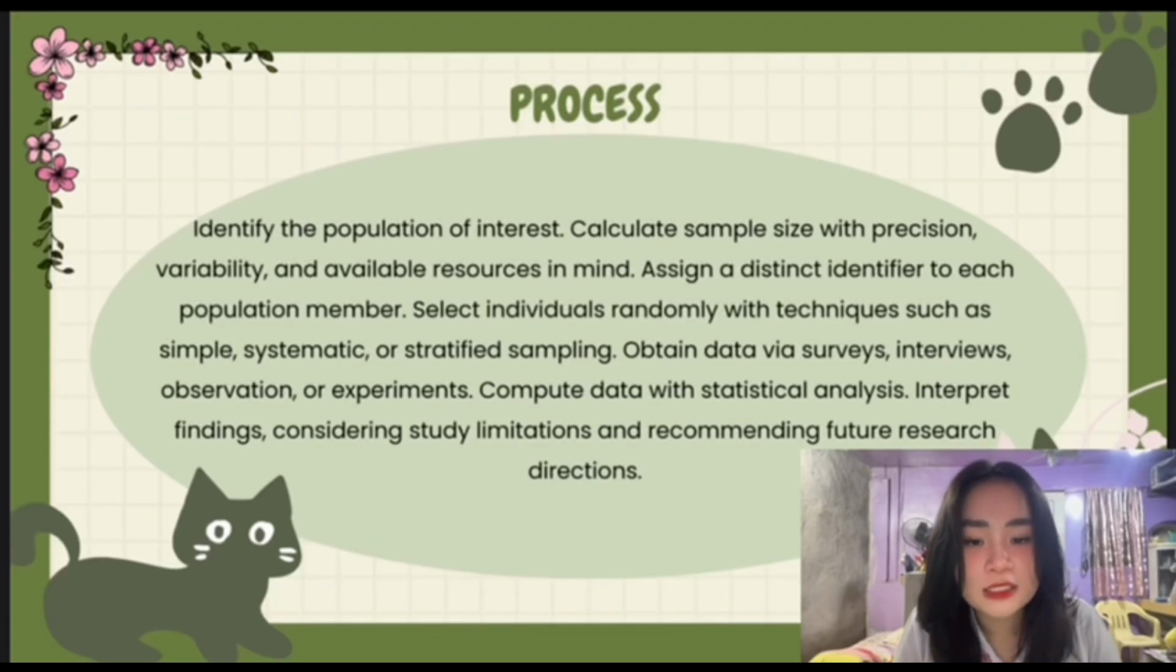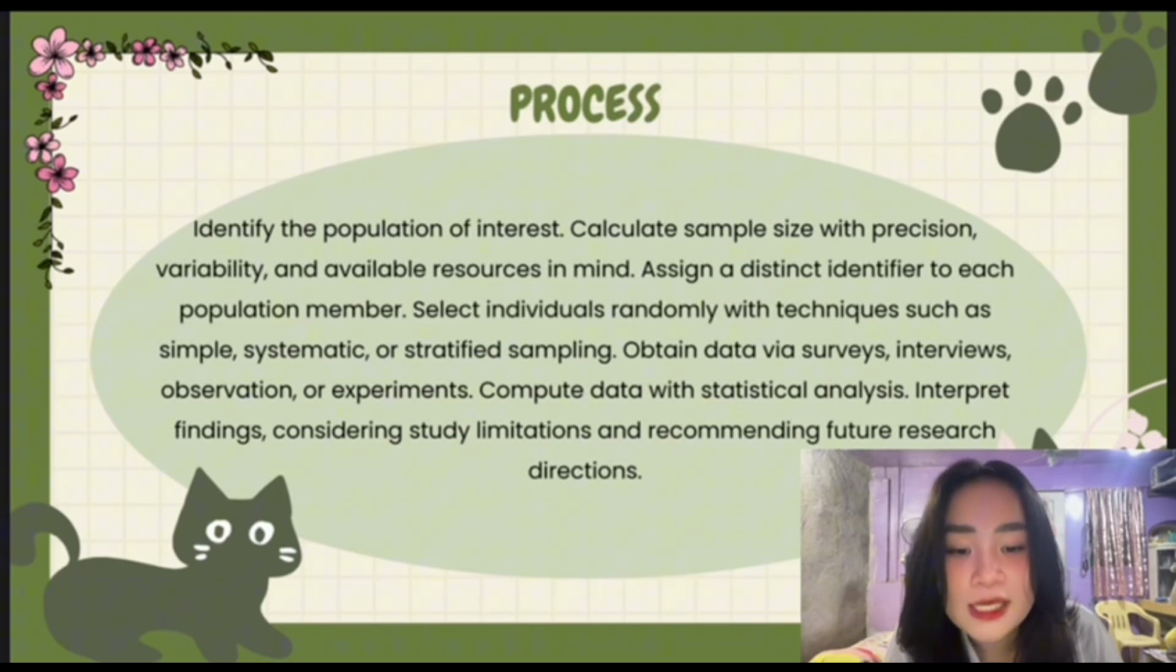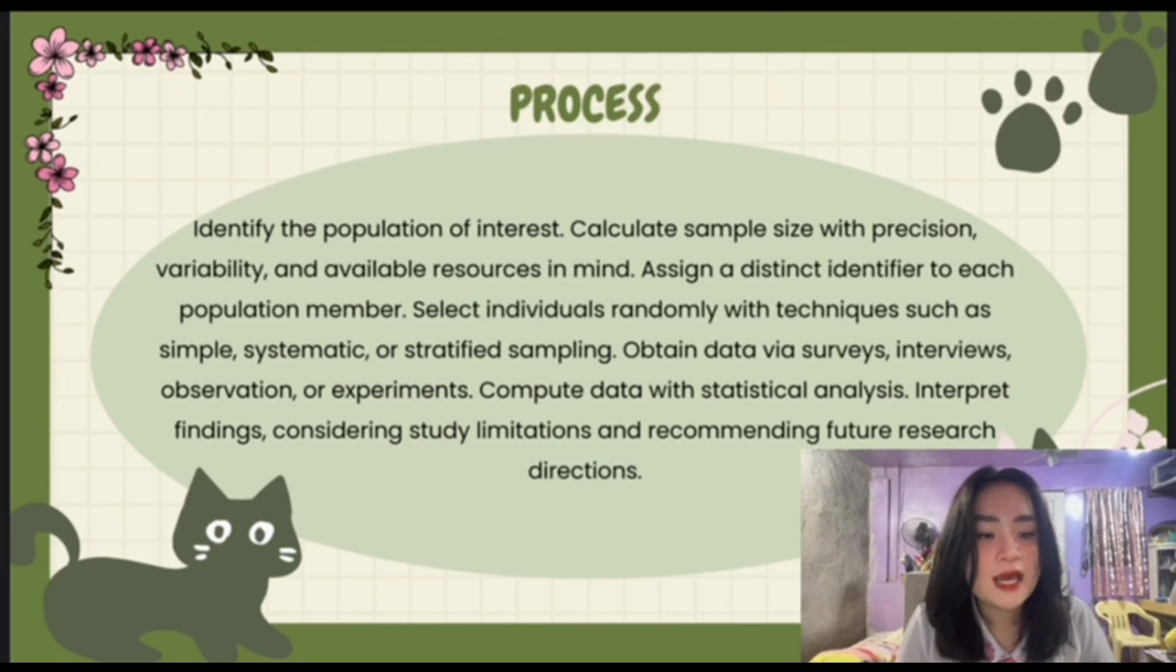Here is the process. Identify the population of interest, and calculate sample size with precision, variability, and available resources in mind. Assign a distinct identifier to each population member. Select individuals randomly with techniques such as simple, systematic, or stratified sampling. Obtain data via surveys, interviews, observations, or experiments. Compute data with statistical analysis. Interpret findings considering study limitations and recommending future research directions.